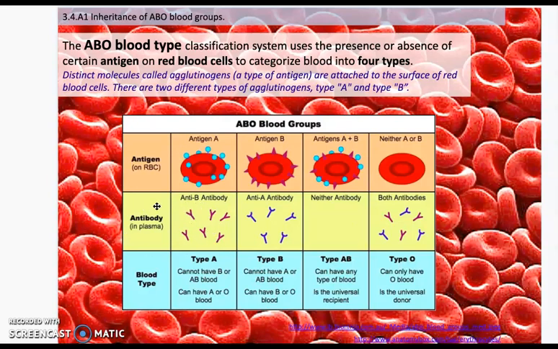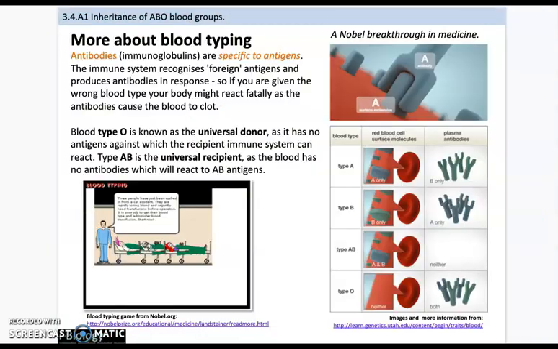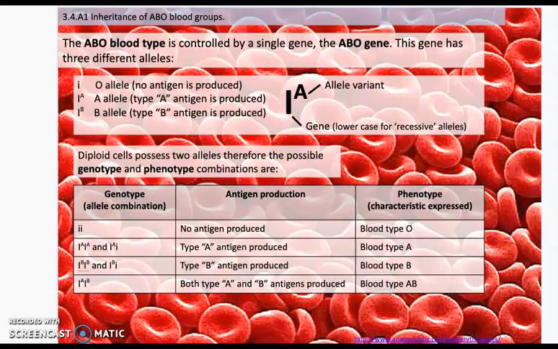But anyway, don't worry so much about the antibodies, or even the antigens. What we're worried about right now is this inheritance pattern called codominant inheritance with blood types.